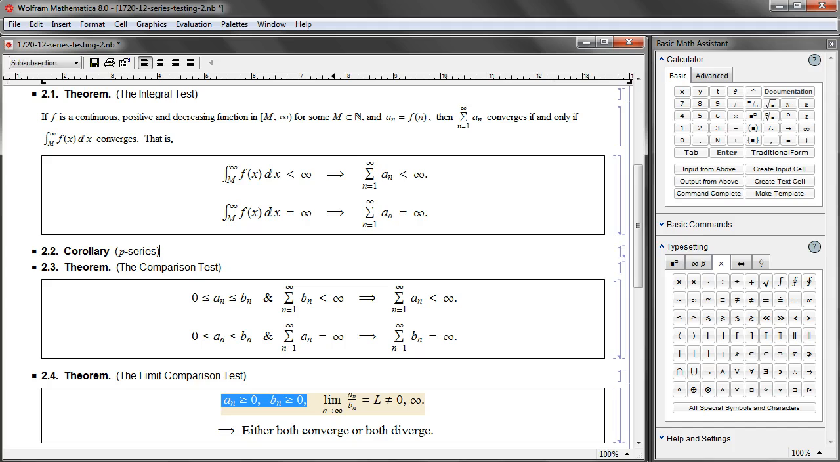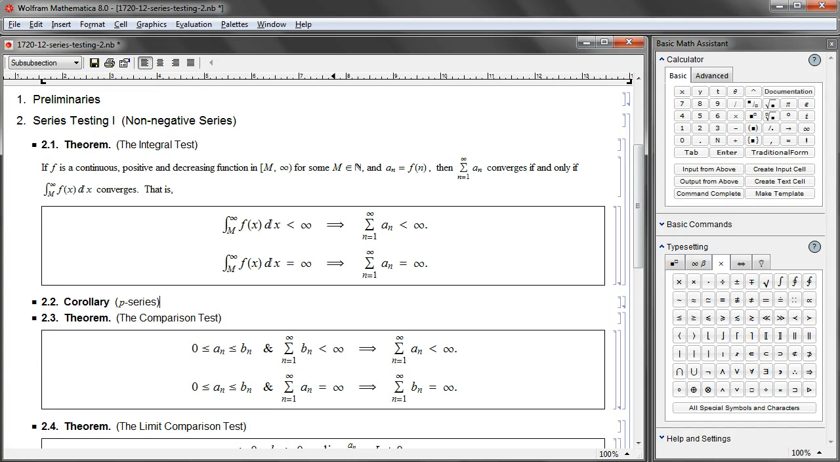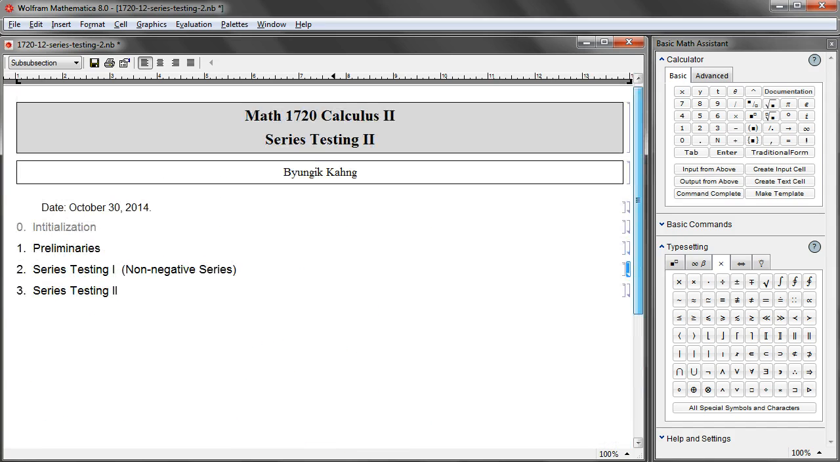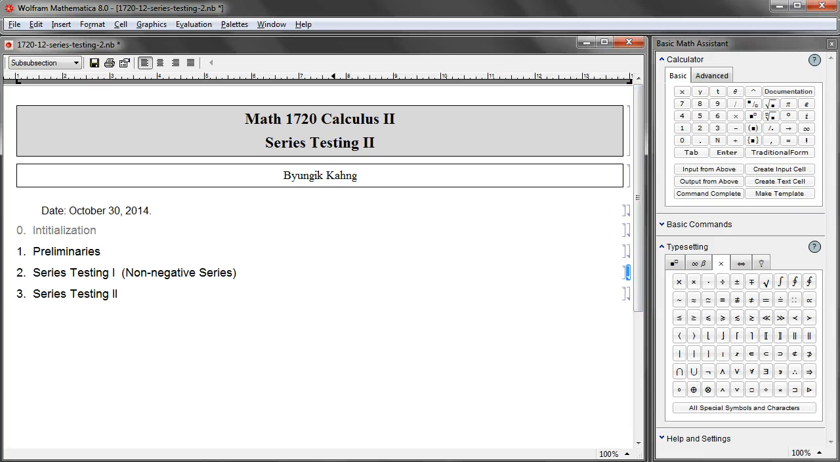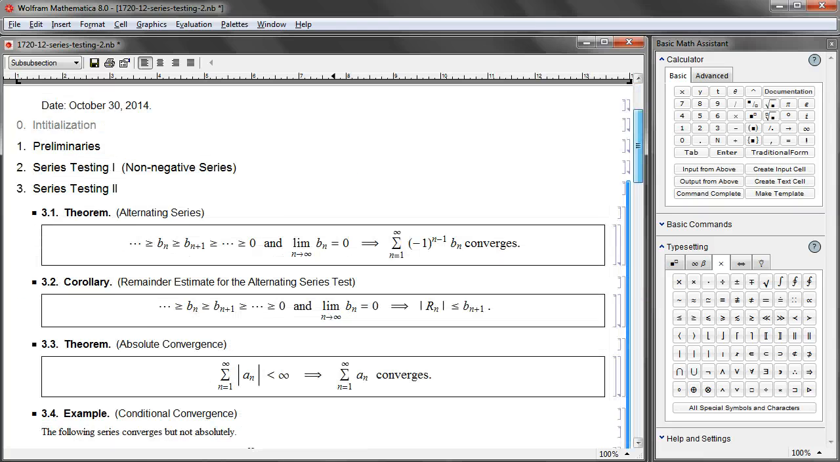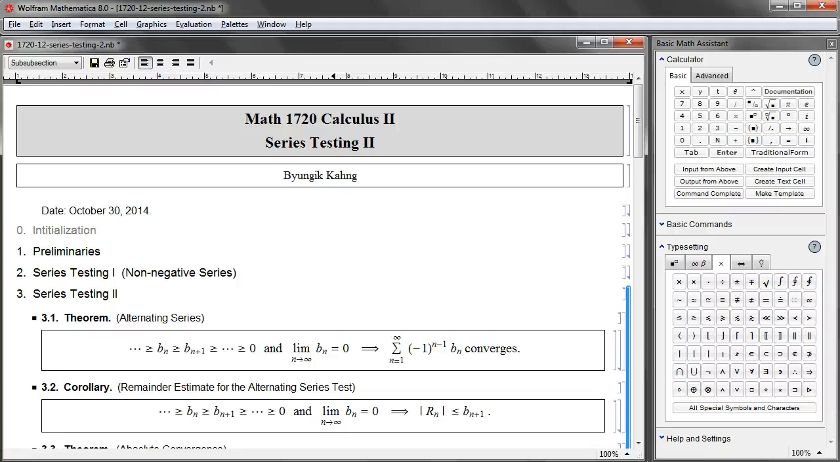0. Now in 11.5 and 6, we're going to go through some more series testings, but they're not going to be bound to positive term series. The easiest of the bunch is the alternating series test, and it goes like this.